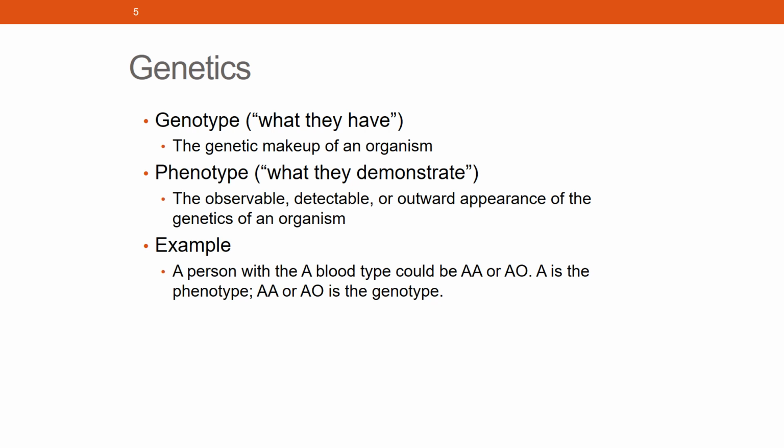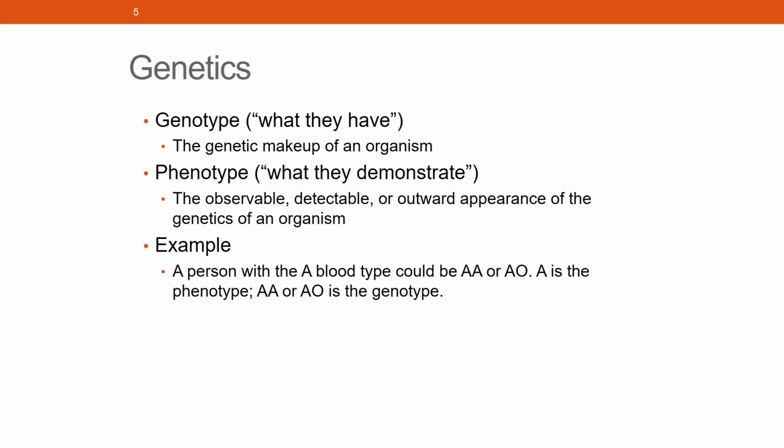Differences between genotype and phenotype. Genotype is what they have, the genetic makeup of the organism. Genotype is the blueprint. Phenotype is what the individual will demonstrate, will show. So phenotype is what we can see or detect by some kind of measuring device. It's the appearance of the organism or individual.